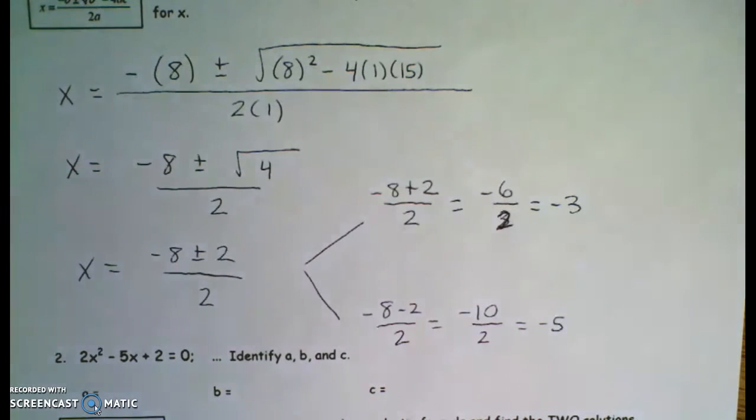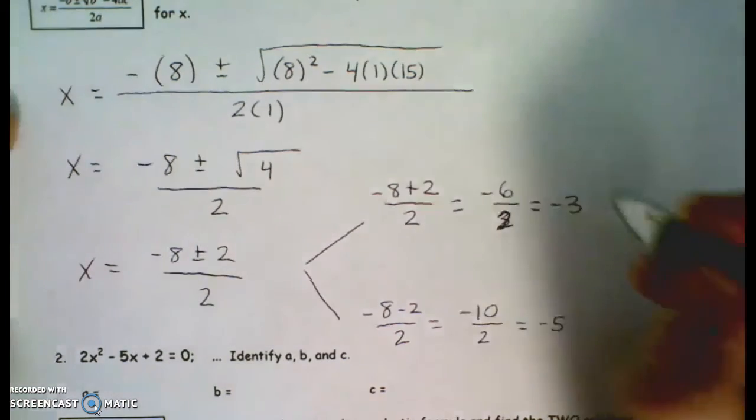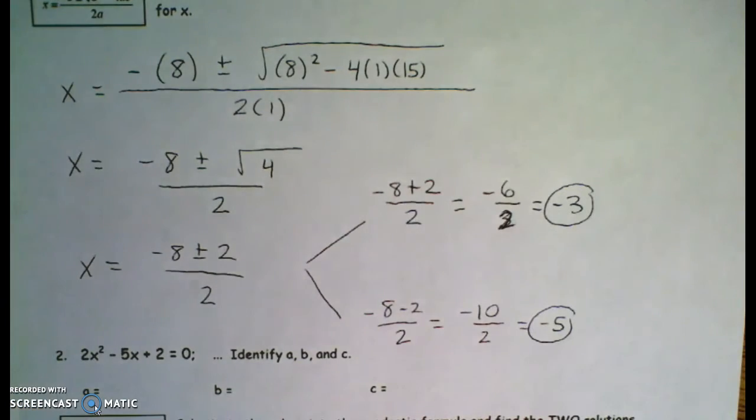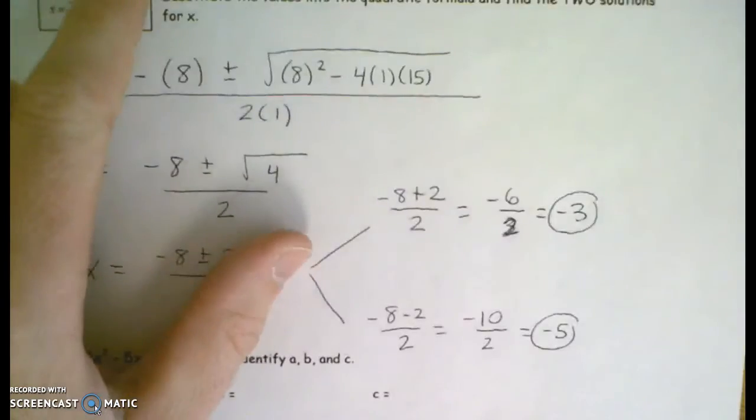So when you're thinking quadratics, you should have 2 solutions, because remember when we graphed them, we generally found that they crossed at 2 points. It's not always the case, but in general, that was the case. So what this is telling us is that when you plug -3 and -5 into this equation, you'll get 0.